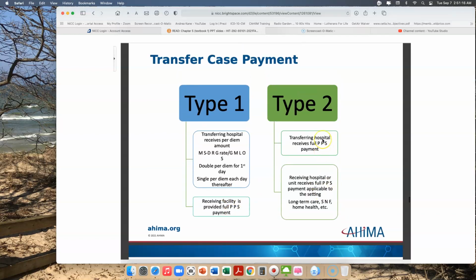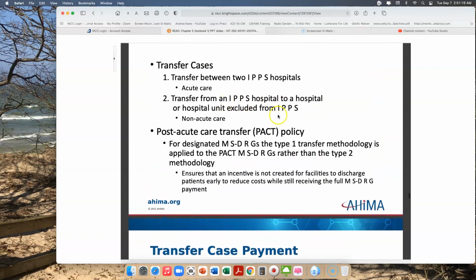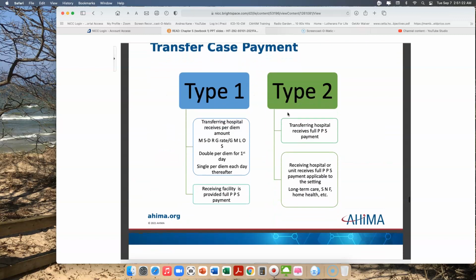Type 2, and this goes back up here to type 2, where you're going from an IPPS hospital to a non-IPPS hospital or unit. The transferring hospital gets the full IPPS payment. The receiving hospital or unit receives full PPS payment applicable to the setting. So if it's long-term care, SNF, home health, they get paid based on the setting, not the IPPS payment.